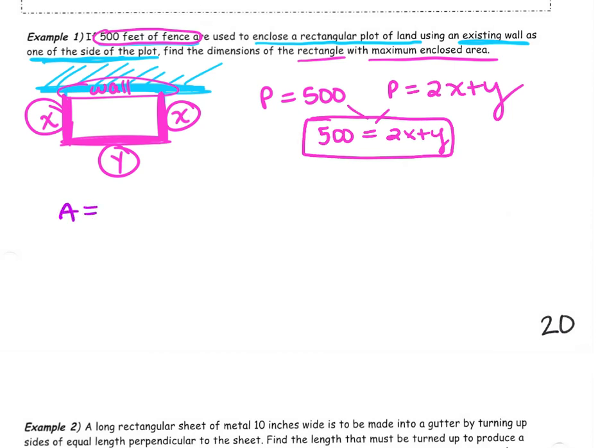Area of a rectangle is length times width. In this situation, I have a length of y and a width of x. So I could have rewritten this as area is x times y, or y times x. Doesn't matter.